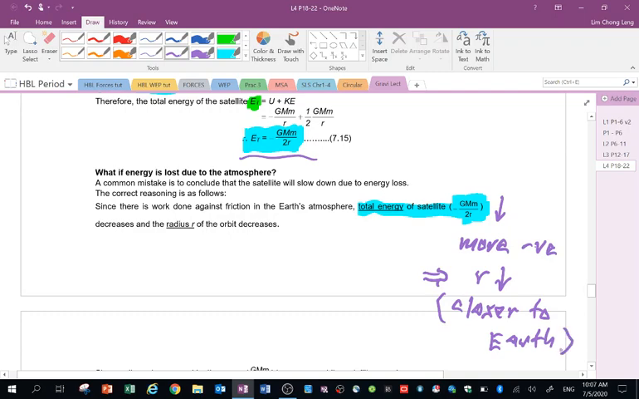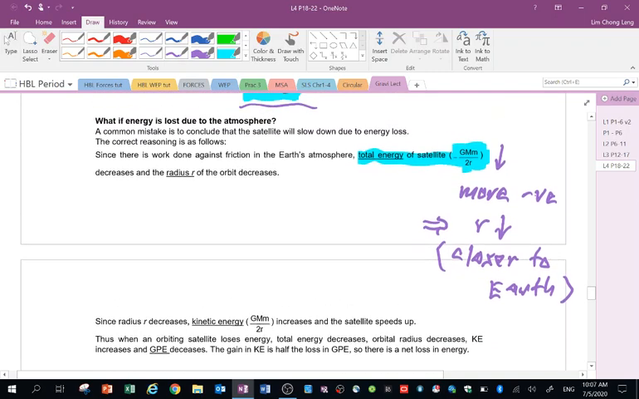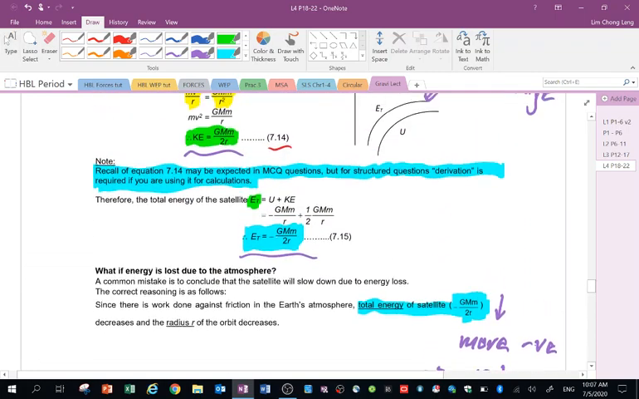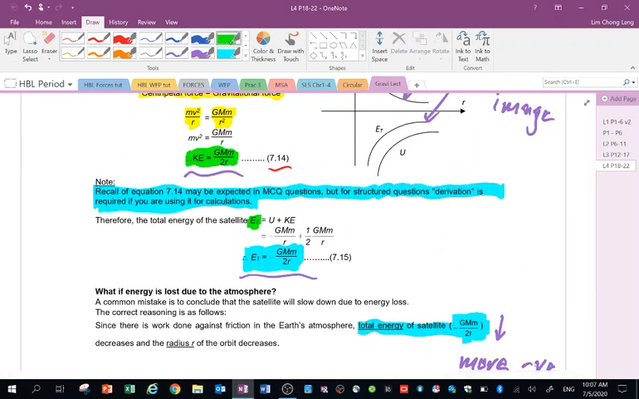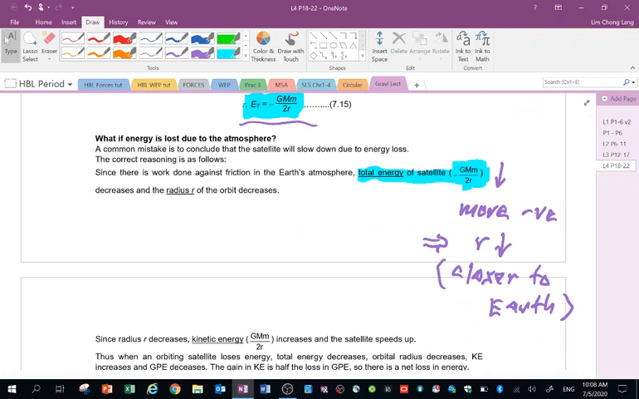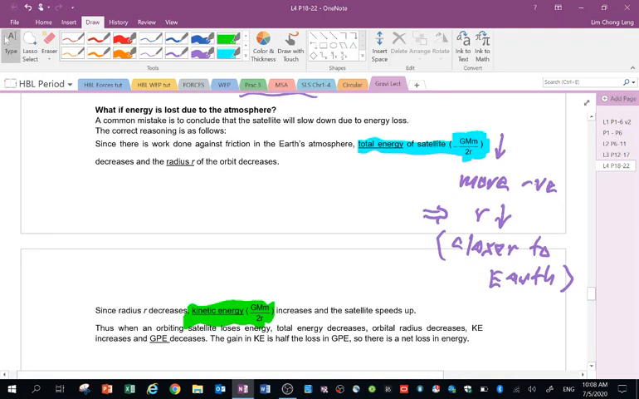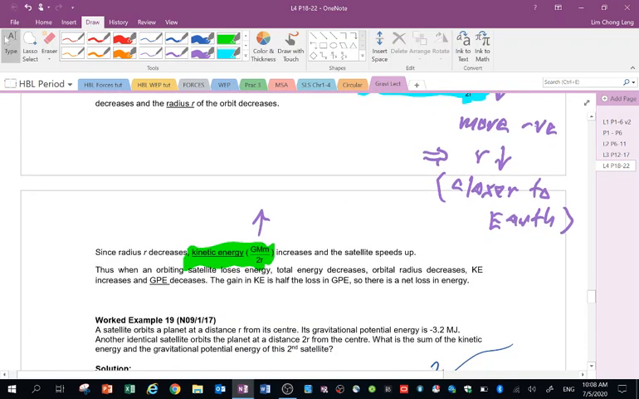Okay, so now if you look at the kinetic energy formula, the green one. So what happens if R decreases? If R decreases, KE actually increases. It's rather strange. On one hand, we say that the satellite loses energy, and on the other hand, we say KE increases. Well, it can be explained.